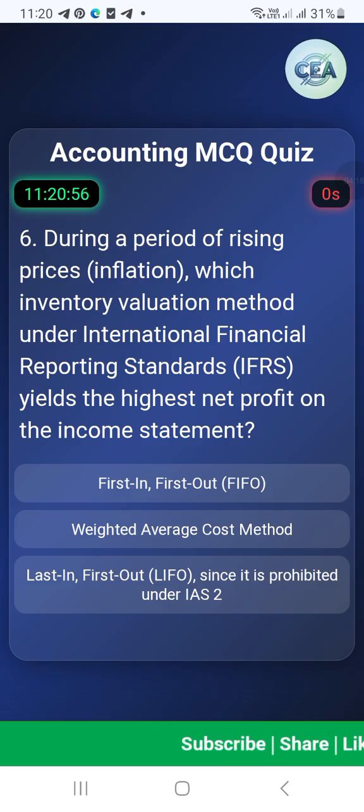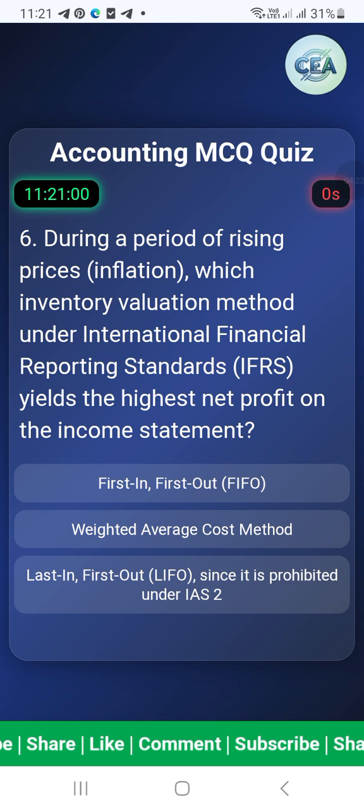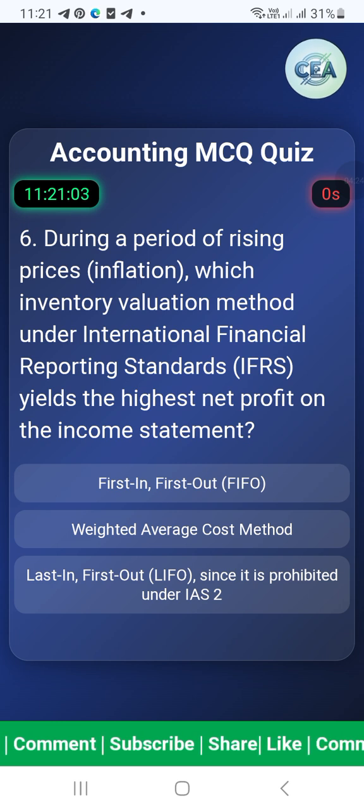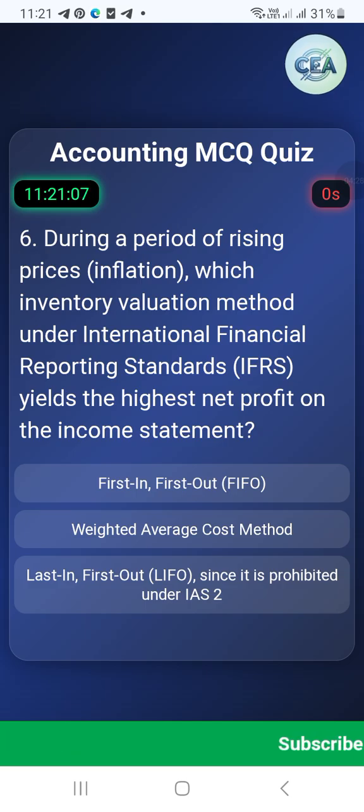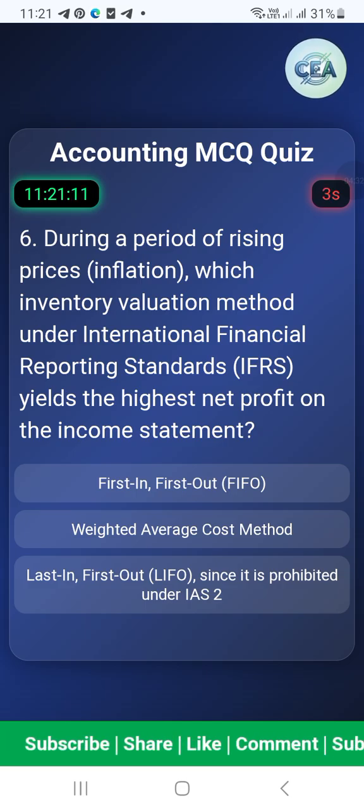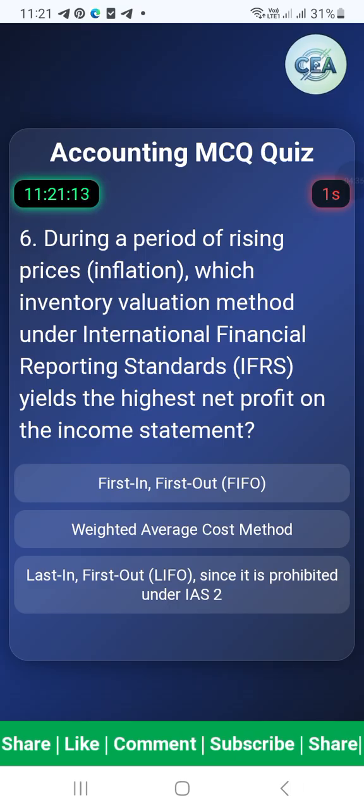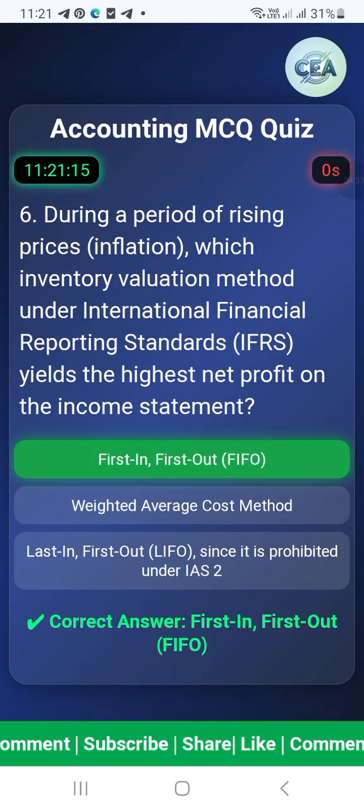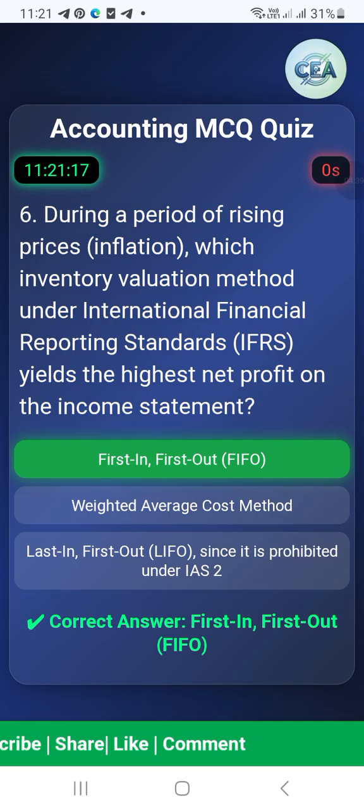Option 1. First in, first out FIFO. Option 2. Weighted average cost method. Option 3. Last in, first out LIFO, since it is prohibited under IAS 2. Correct answer is first in, first out FIFO.